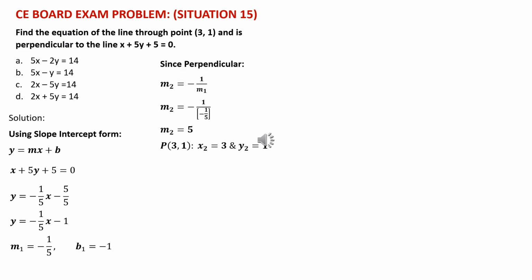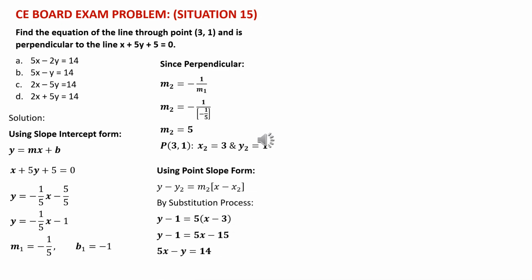Since the two lines are perpendicular to each other, it only shows that their slopes are negative reciprocals. And that only means that the negative reciprocal of negative 1 over 5 is 5. That is why the value of slope m sub 2 equals 5, wherein also the value of x sub 2 is equal to 3 and y sub 2 is equal to 1 because our point coordinates are 3 and 1.